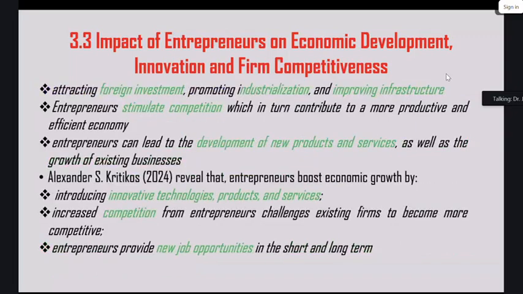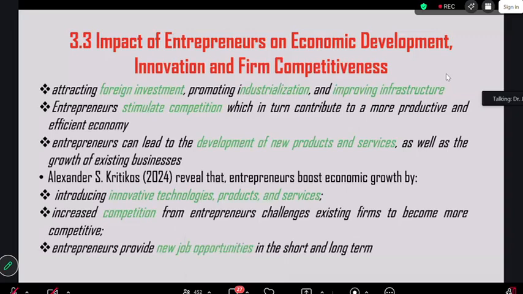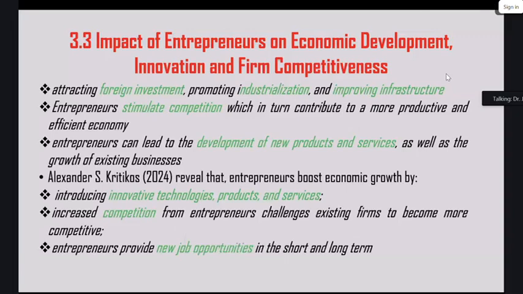The second one, they are always attracting foreign investment, promoting industrialization and improving infrastructure. So these people also attract foreign investment in terms of FDI, foreign direct investment, through various foreigners coming to invest in our country as entrepreneurs, as well as part of partnerships with local entrepreneurs and the likes. But they are also promoting industrialization by opening various industries, especially in less developed areas, as well as improving infrastructure in general.